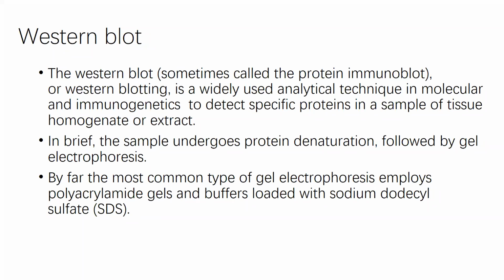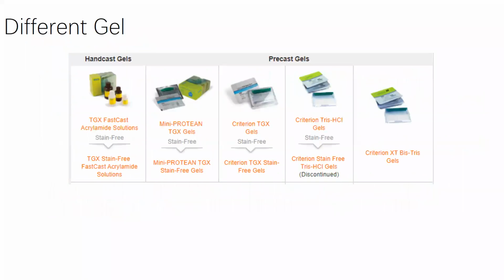By far, the most common type of gel electrophoresis employs the polyacrylamide gel and buffers loaded with sodium dodecyl sulfate. So if you want to do a Western blot, there are two things you have to prepare. The first is your protein samples, which you have to prepare by yourself. The other is that you have to get a gel.